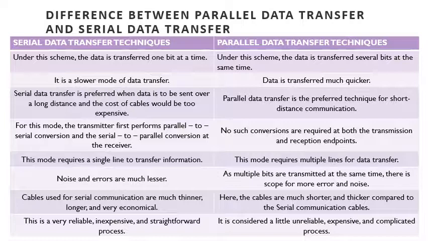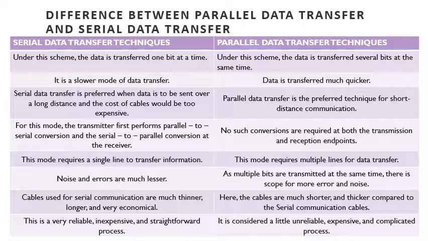Under the serial data transferring technique, the data transfer is of 1 bit at a time, and it is a slower mode of data transfer since 1 bit is being transmitted at a time. The serial data transfer is preferred when data is to be sent over a long distance and the cost of cable would be too expensive.